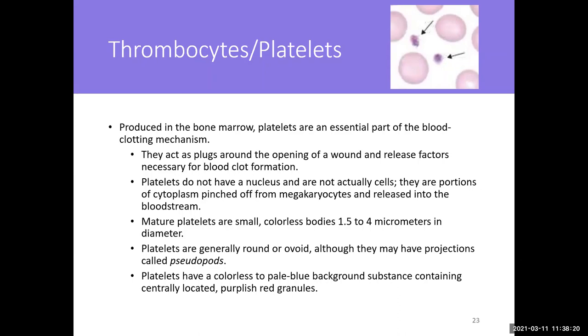Mature platelets are colorless bodies about 1.5 to 4 micrometers in diameter. They're round or ovoid. They'll have a variety of shapes depending on what they've got going on. And when they stain, they are colorless to pale blue.